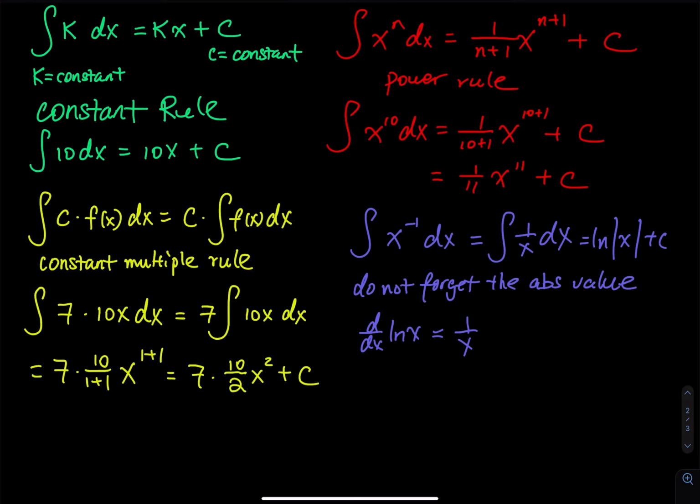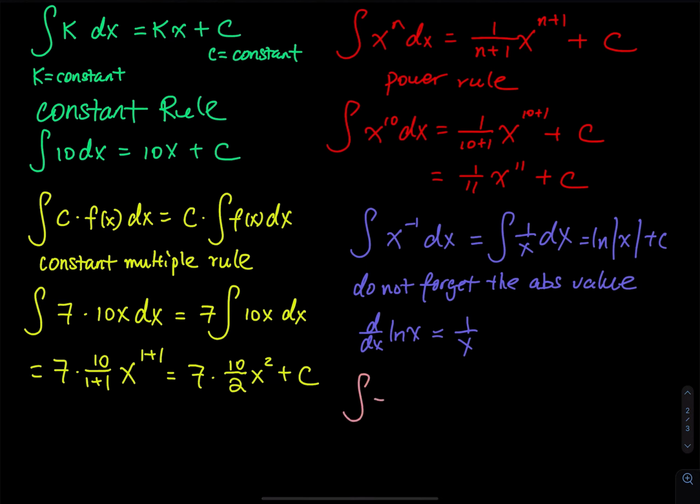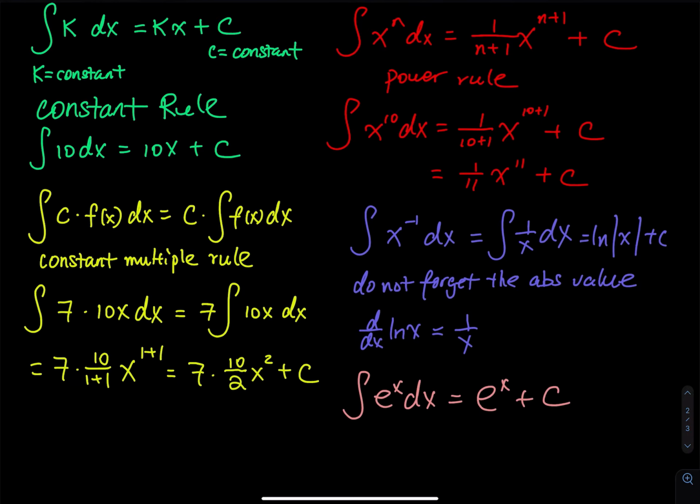All right, the last one is the integral of e to the x. Let me switch to a different color. The integral of e to the x dx, this is my favorite. That is just equal to e to the x plus c, because the derivative of e to the x is e to the x. That's why the integral of e to the x is still e to the x. Okay, so these are the rules.